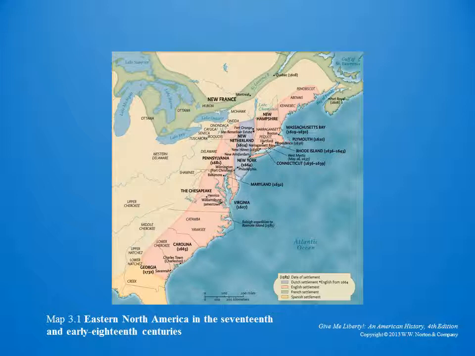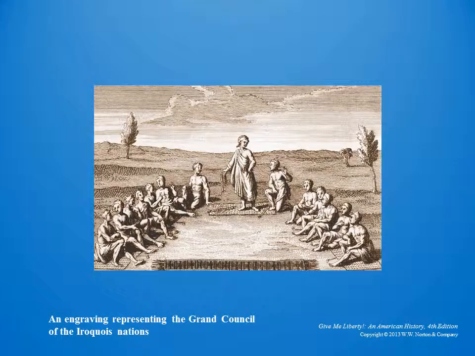Here you see the map. This is also on page 96 of your textbook, of Eastern North America in the 17th and early 18th centuries. You can see that by the early 18th century, there were very numerous English colonies that populated Eastern North America, while the French had established their own presence more to the north and to the west.